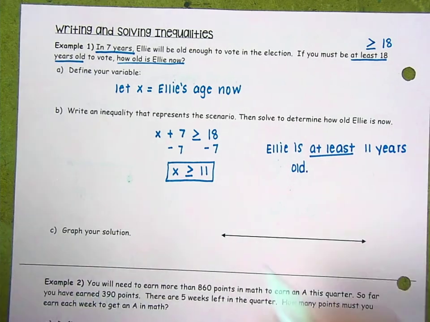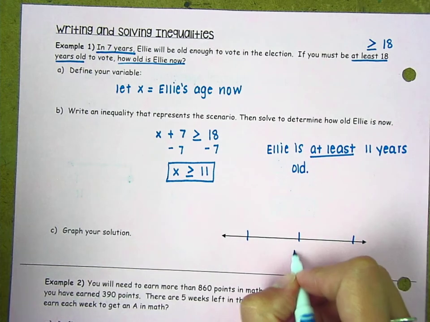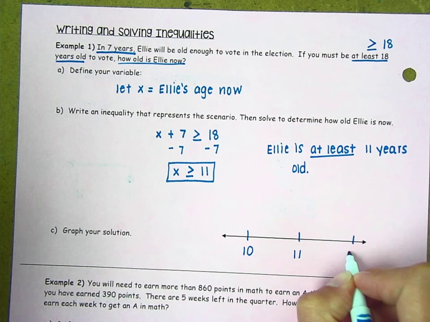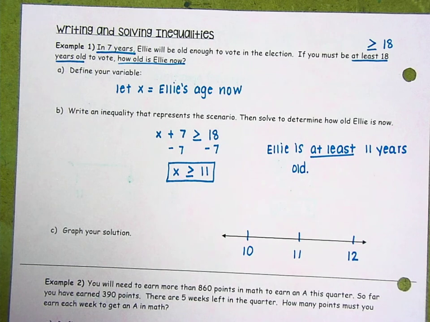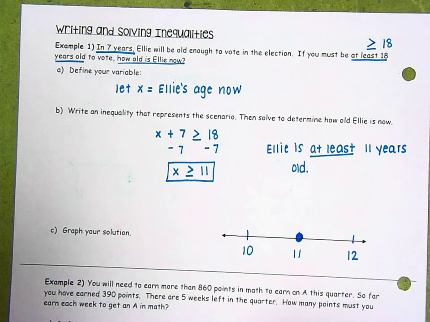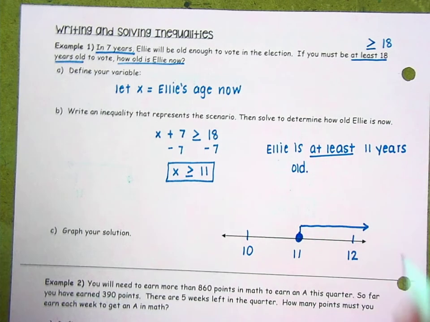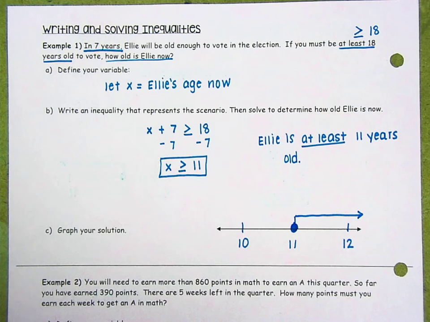Now, of course, we want to go and graph our solution. So adding 3 values to the number line, we'll use 10, 11, and 12. Because 11 is a possible age for Ellie right now, I'm going to use a closed circle. And any of the ages that she can be have to be greater than 11, so my arrow is going to point to the right and all of the values that are greater than 11.